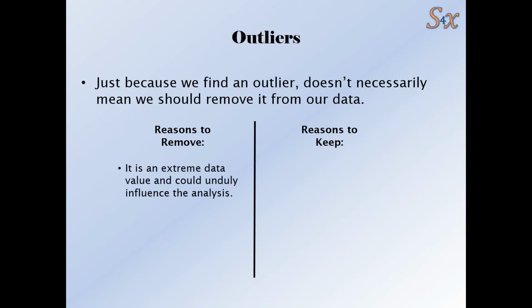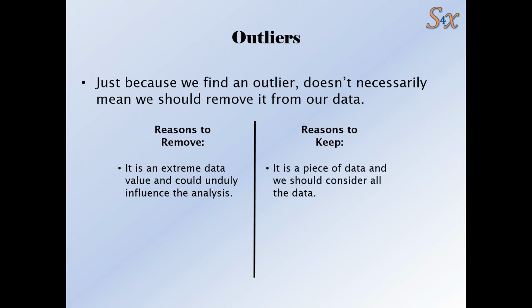One reason to get rid of it is it's an extreme data value and it could influence the analysis. When I calculate my standard deviation, for instance, like we did in the previous lesson, that's certainly going to be influenced by having a value that's a long way from the mean. It's going to make my standard deviation much bigger. We've got to decide whether that's fair or not. It's certainly going to affect those statistics, and it'll affect the mean as well. So we might want to get rid of it to make sure it doesn't affect those values.